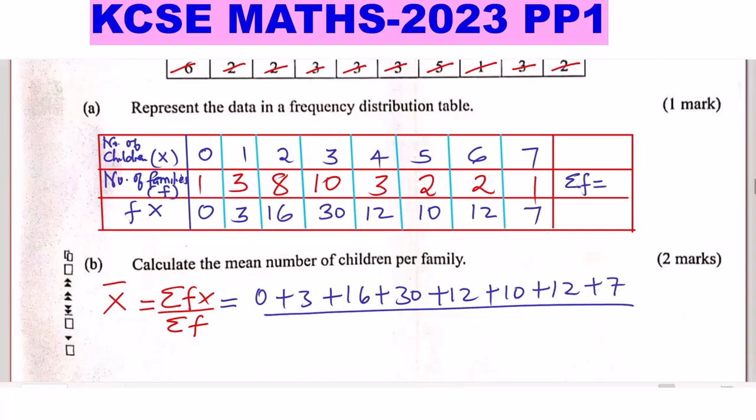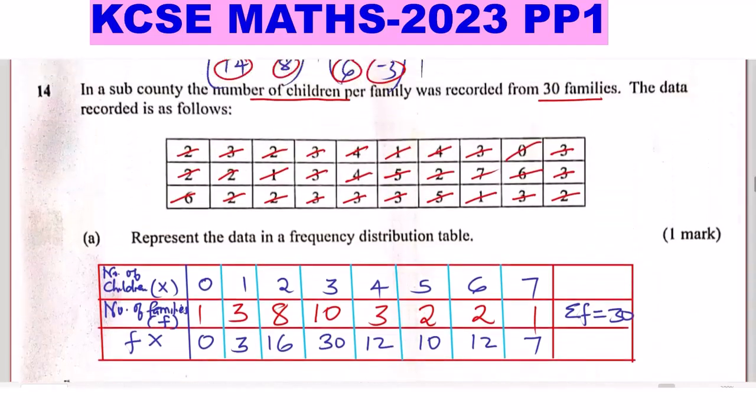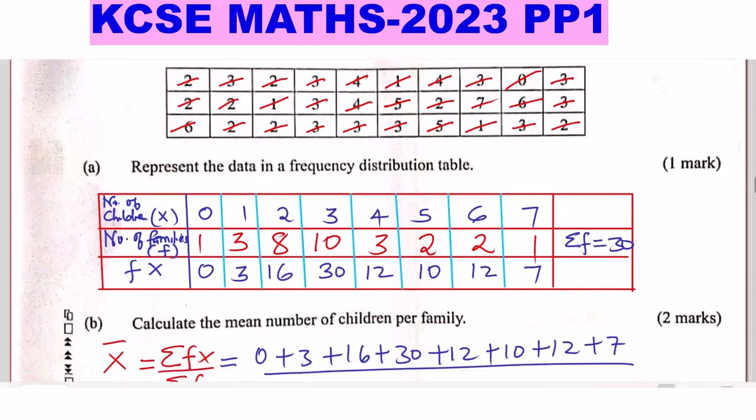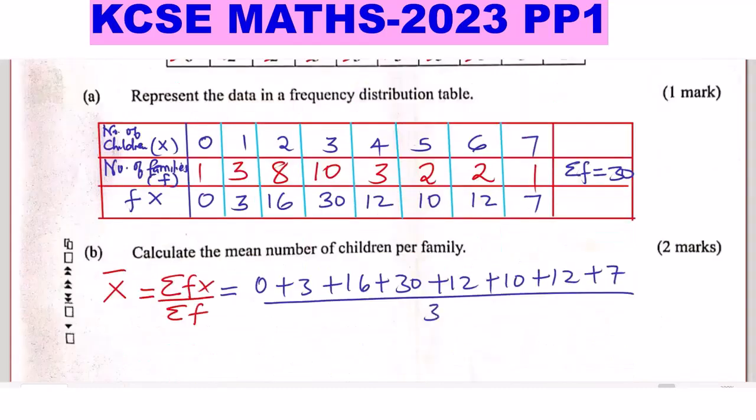If you add everything here, you get 30. There are 30 families already. We are given that in the data information: the number of families is 30. So we divide by 30.